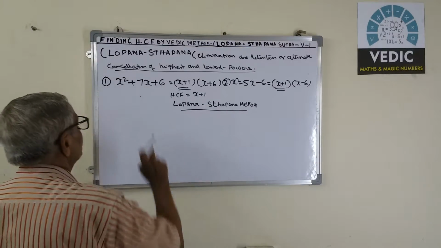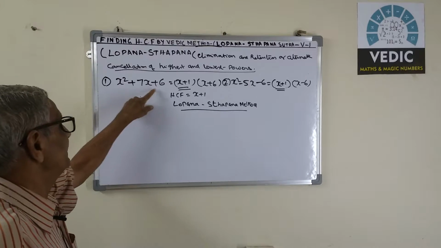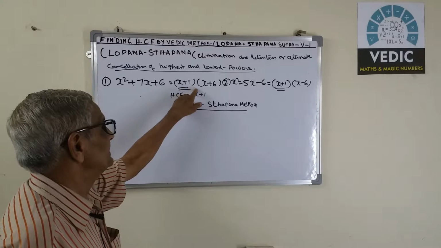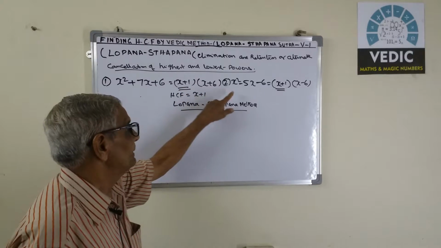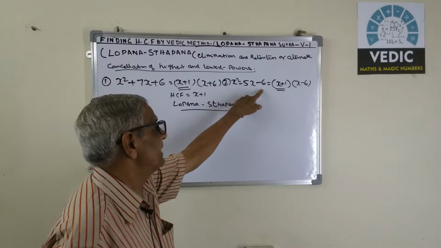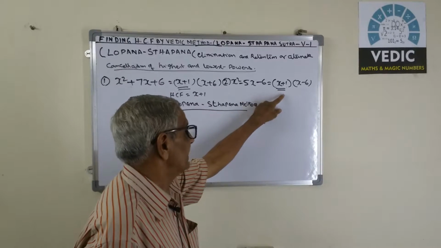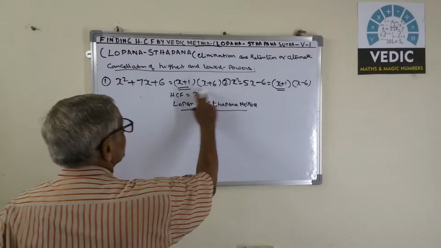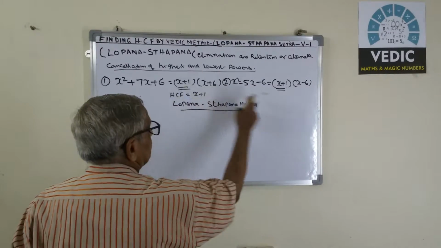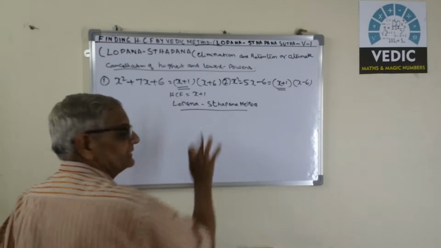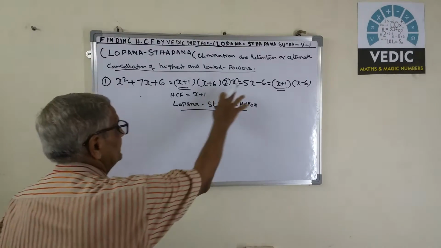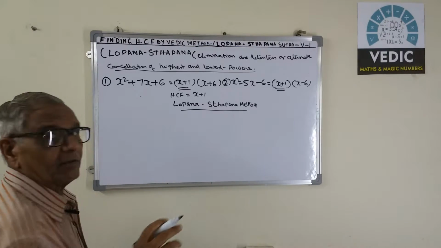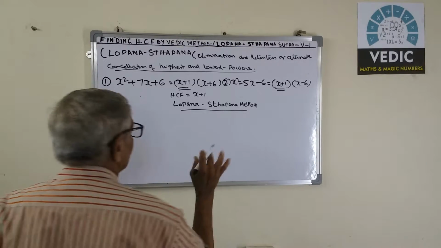Let us take the equation x square plus 7x plus 6. If you find the factors, we get x plus 1 into x plus 6. Similarly, x square minus 5x minus 6 factorizes into x plus 1 and x minus 6. In these two, x plus 1 is common, so that is the highest common factor for both equations. Let us use the Vedic method and find the result.